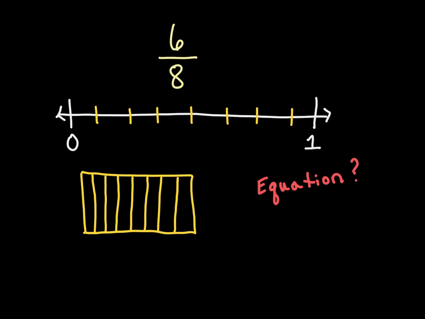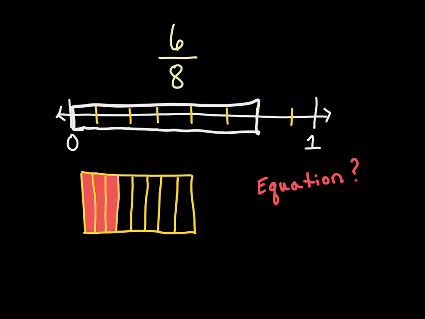Okay, so we have a fraction of 6/8. How does 6/8 look on our number line? Well, we're going to show, here we go, we have 1, 2, 3, 4, 5, 6. So right here, we represent 6/8. How about coloring it in? Coloring it in would be the same thing. 1, 2, 3, 4, 5, 6. Now, an equation, what would that look like?